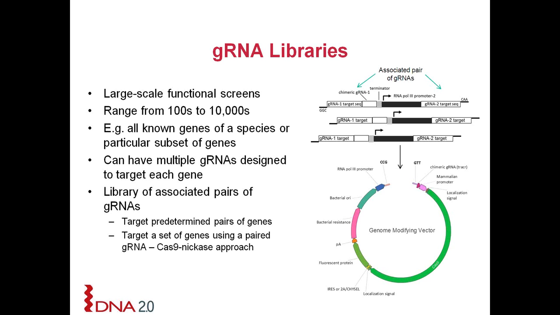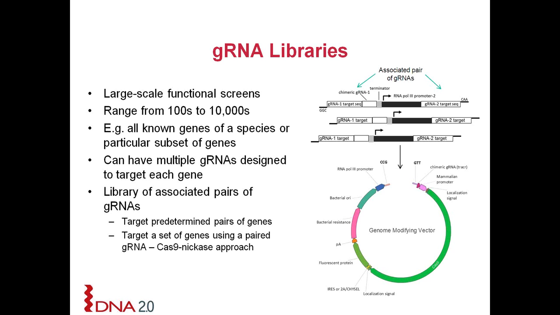We can generate libraries for single targets. What's novel is we can also generate pairs of libraries. So what I mean by that is libraries of pairs, where if you use the paired nickase strategy, you could still target a given gene using a pair of guide RNAs in a pool where each individual pair is still associated. So you would never get a situation where one half of the nickase pair of one targeting gene is associated with a different gene. These would be pre-associated and would still come in a pool.